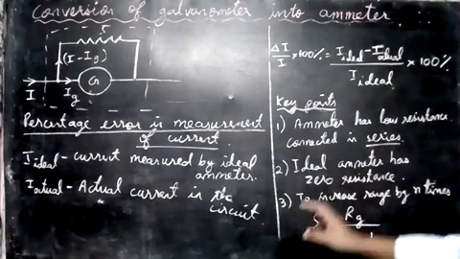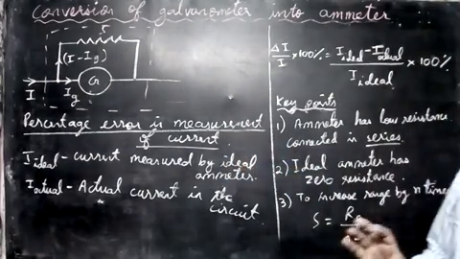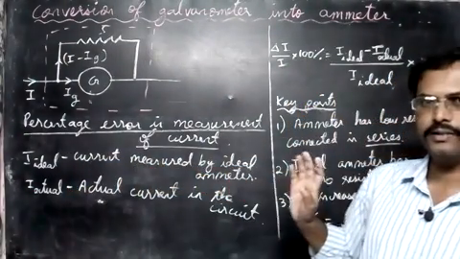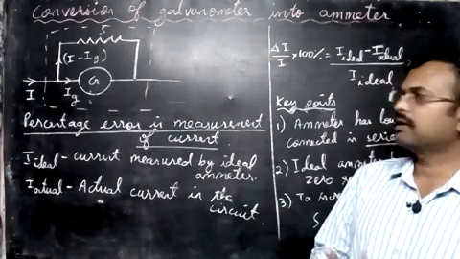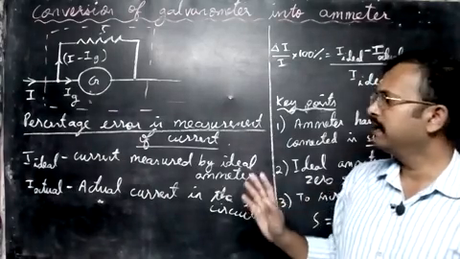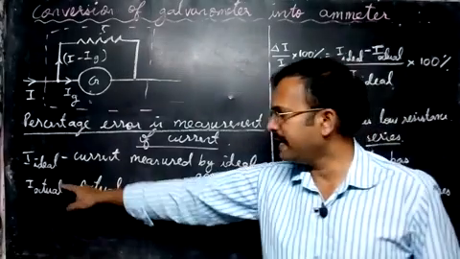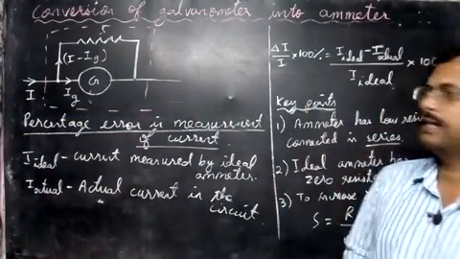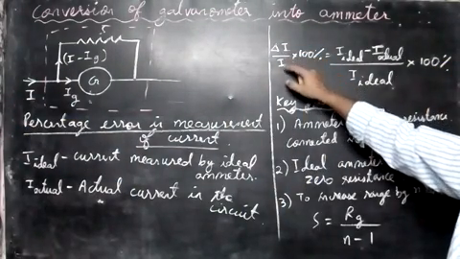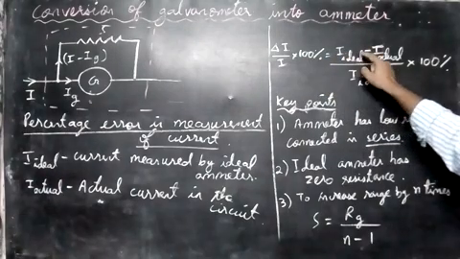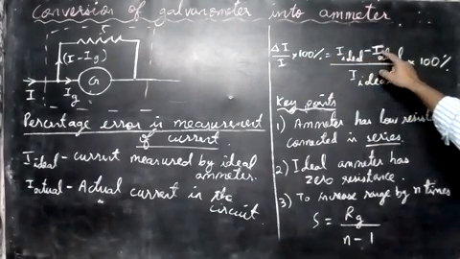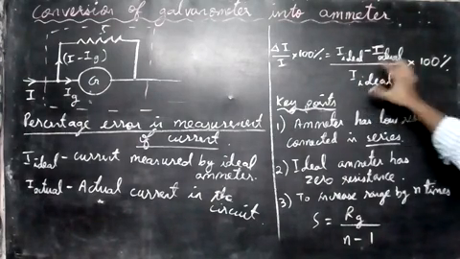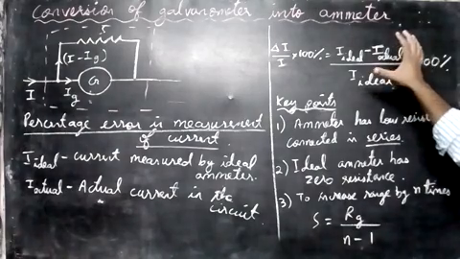Let us now study the percentage error in the measurement of current. I ideal means the current measured by the ideal ammeter. An ideal ammeter is some device which will measure the exact current. It is theoretical only. Next is I actual, the actual current in the circuit, I outside. Let's see the percentage error. Delta I by I into 100% is equal to I ideal minus I actual, divided by I ideal, into 100%. So this is the formula to find the percentage error.